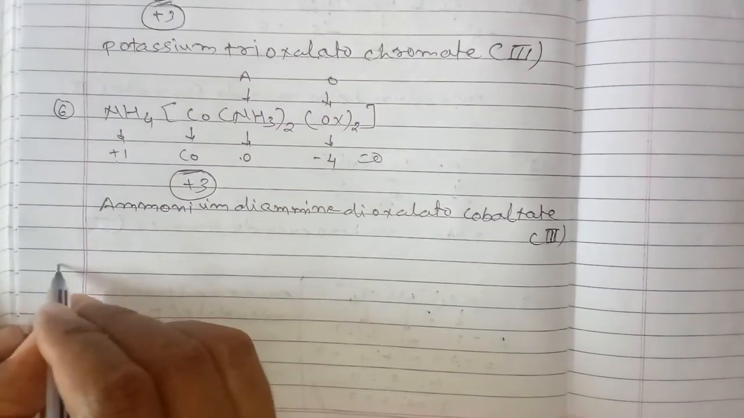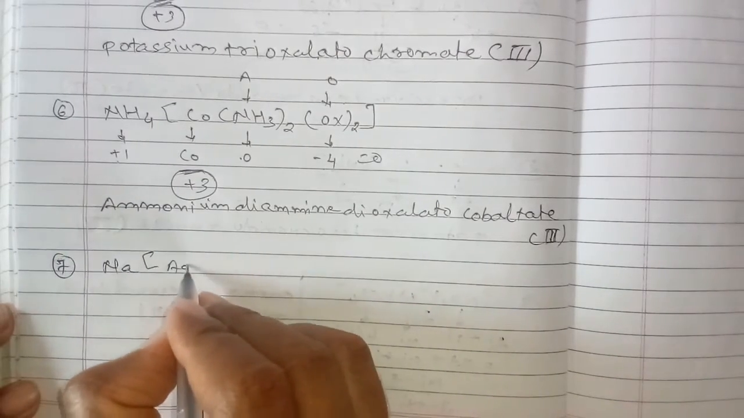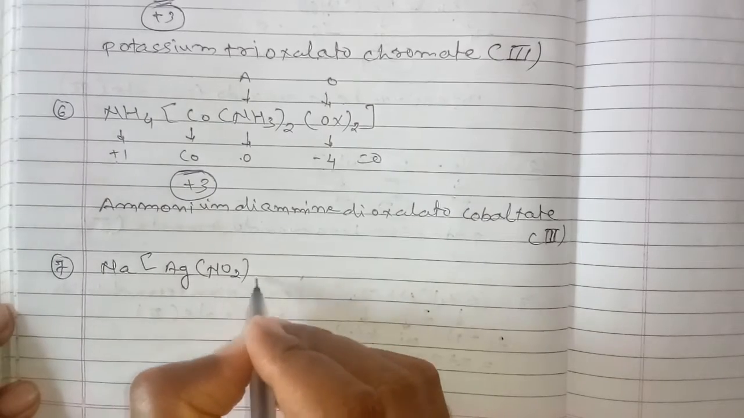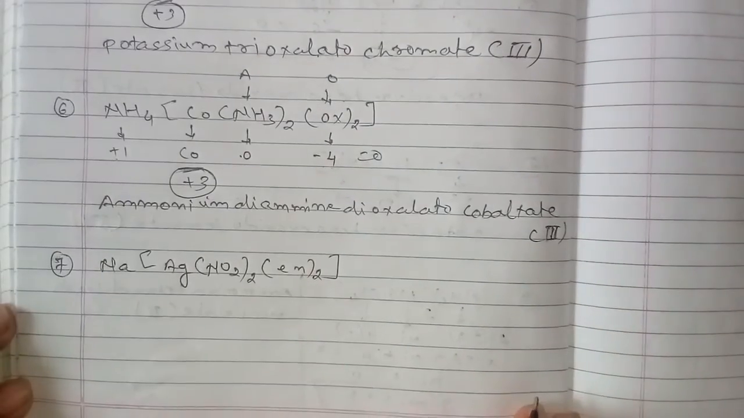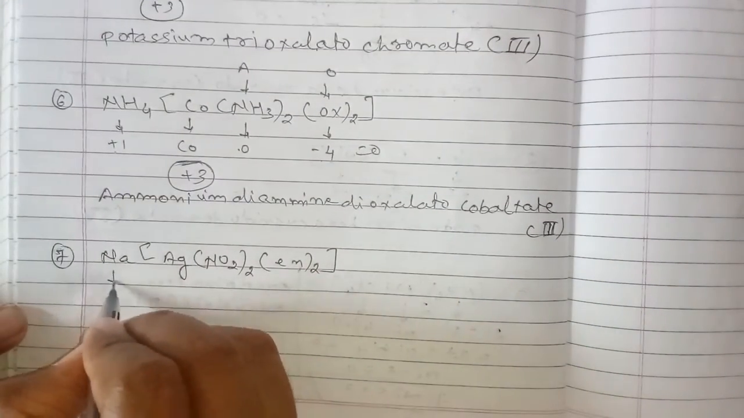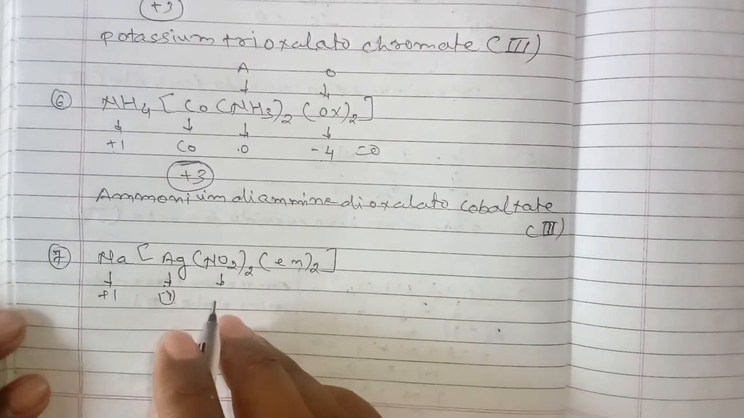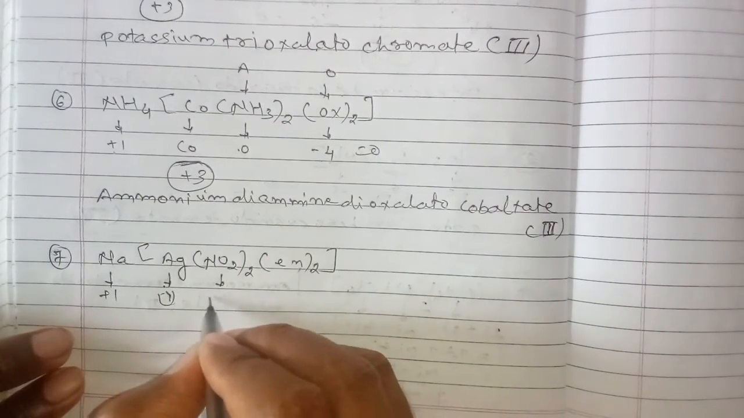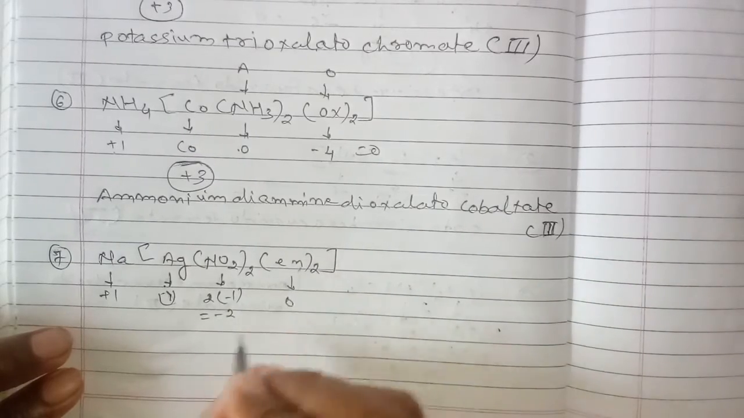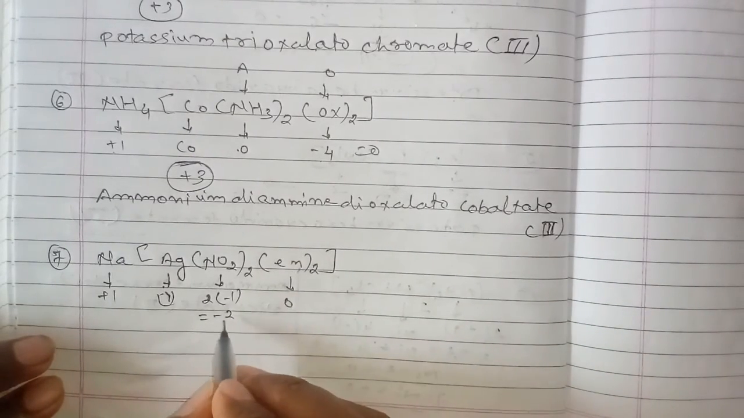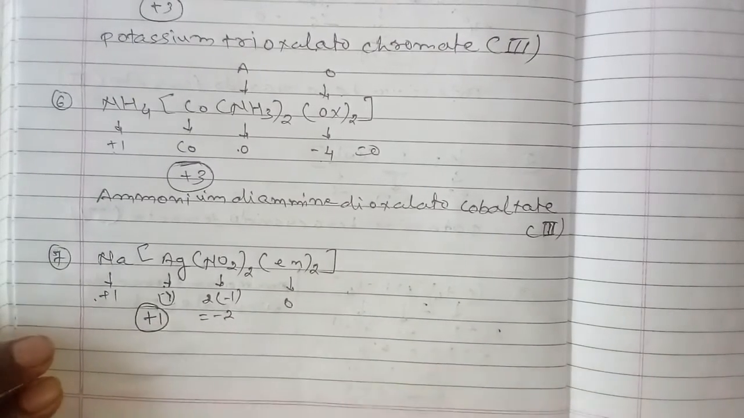Then next is sodium, Na[Ag(NO2)2(en)2]. Here the +1 is Na, the AgNO2 minus, it is 2 minus 1 equal to -2, and en is 0. So -2 plus 1 minus 1, so we need to balance for +1.